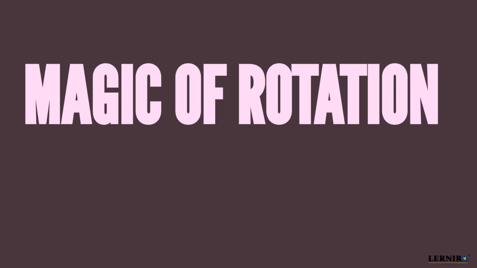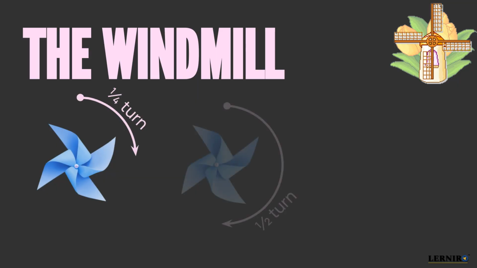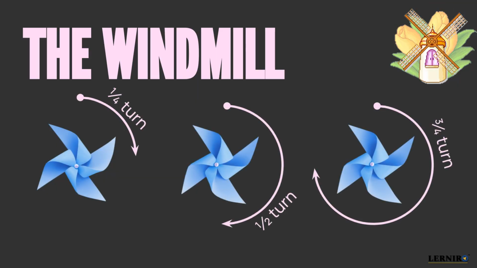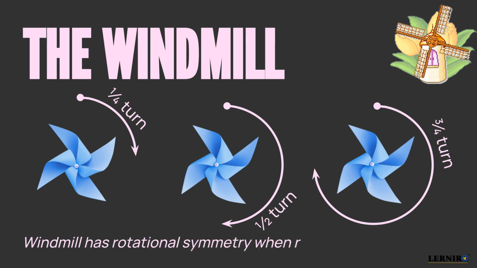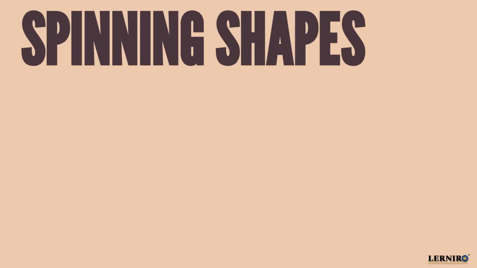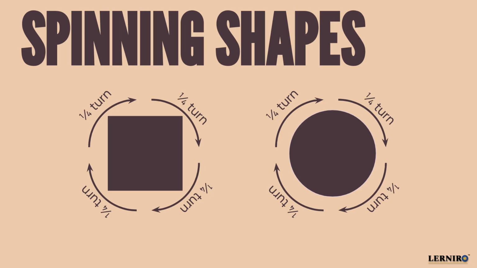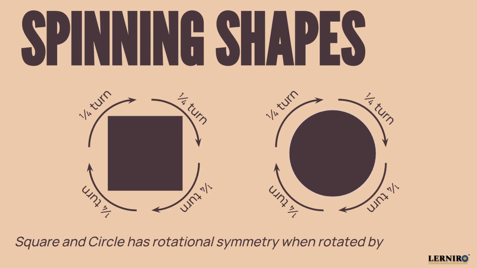Let's explore the magic of spinning shapes around their center point without flipping them. Think of a windmill. If you turn it by 1/4, 1/2, or 3/4 turn, does it look different? No, it looks exactly the same. So we say the windmill has rotational symmetry when rotated by 1/4, 1/2, and 3/4. Some objects, like a square or a circle, look the same after every quarter, half, and 3/4 turn. So we say the square and circle have rotational symmetry at quarter, half, and 3/4 turn.